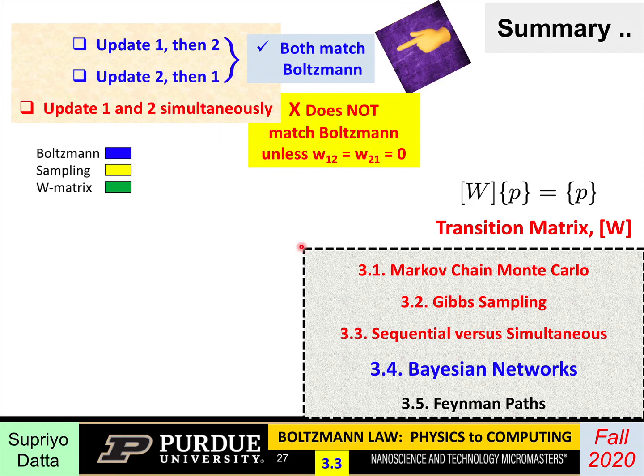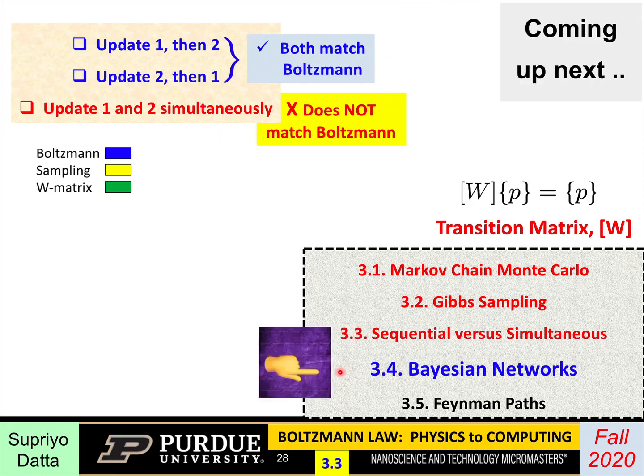Now, what we'll do next is talk about Bayesian networks. What that means is all our discussion has been about Boltzmann networks, where W12 is equal to W21. But there is a whole class of networks where the connection is one way. And there you'll see there are some interesting twists. For example, the update sequence actually matters. Whereas for Boltzmann networks, it doesn't matter whether it is 1 and then 2 or 2 and then 1. But in Bayesian networks, it does matter. And that's what we'll pick up in the next lecture.